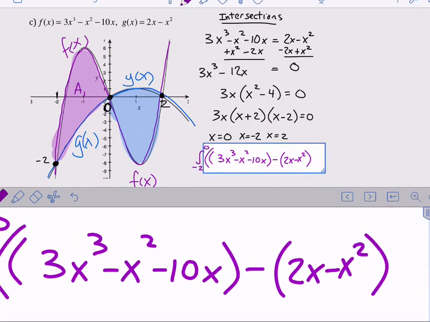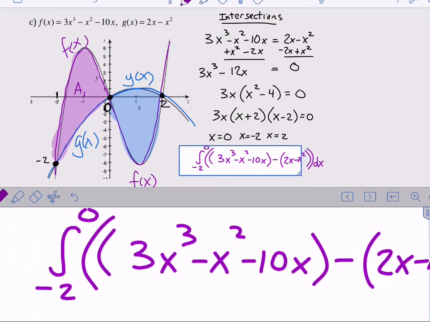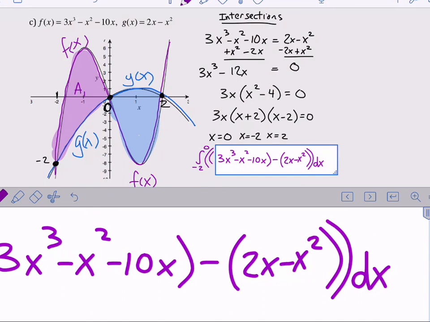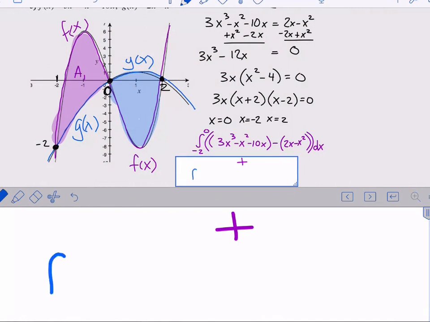Okay, and all of this is going to be with the variable of integration, dx. So we can just figure out what this is going to be, and that's going to be the area of the first region. And then we're going to want to add this to the area of the second region. And so that one's going to go from 0 to 2.